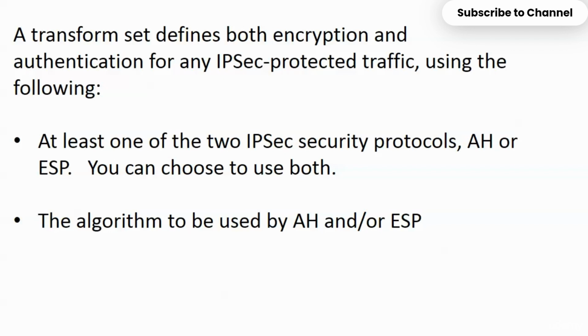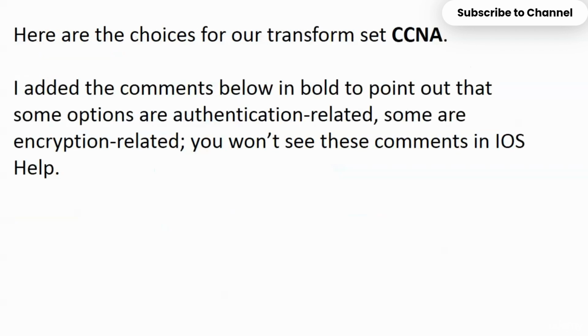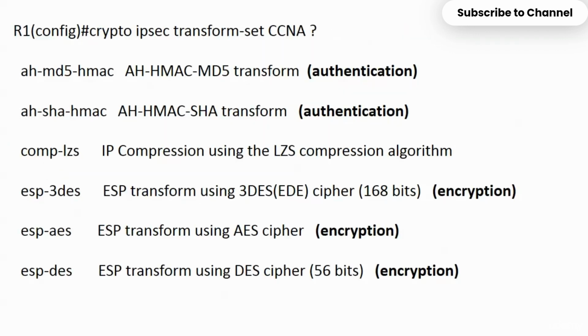You can choose to use both. You also have to choose the algorithm to be used by AH and or ESP, depending on the choices you made for the first bullet point. Now on the screen here, in a moment, I'm going to have the choices for the transform set, and the reason I'm showing them to you on the board first is because I want to really point out that some of these are authentication related, some are encryption related, one's compression related. You'll figure that one out on your own when you see it. But you won't see these comments in parentheses in IOS help. This is going to be a little smaller font, but here we go.